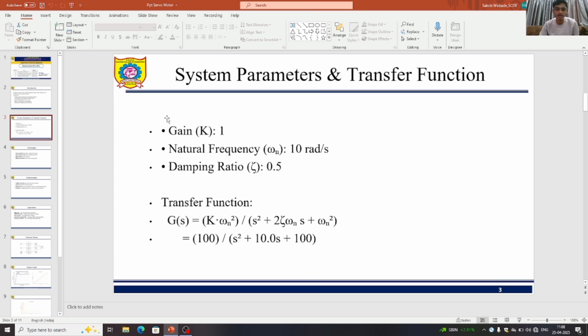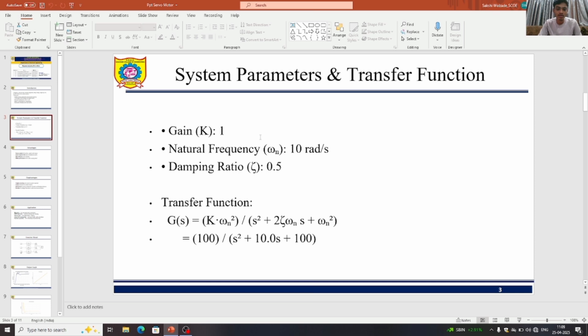System parameter and transfer function. First, what is system parameter? System parameter is a constant that influences the system response, like gain, time constant and damping ratio. This is known as system parameter. And transfer function, we know that a transfer function is a ratio of output to the input.